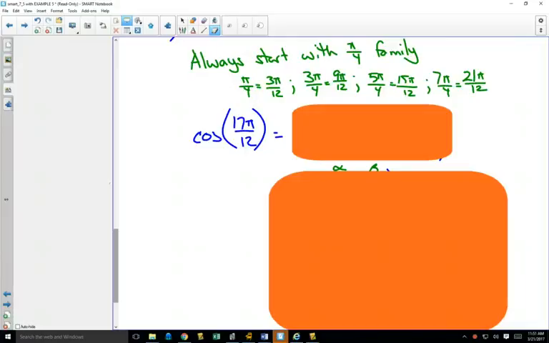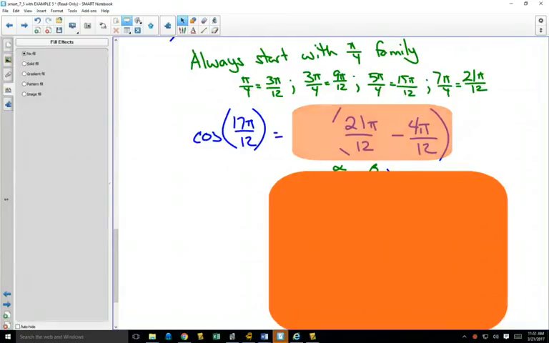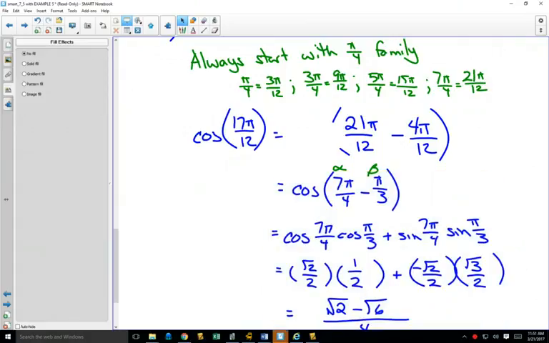And I had decided to start off with 21 pi over 12. Sometimes people like to choose one that's the closest to their value. Sometimes people like to just start with pi over 4, because that one is the most regular one. But they're all going to work. So I chose 21 pi over 12. When I reduce those, that's my 7 pi over 4 minus pi over 3.